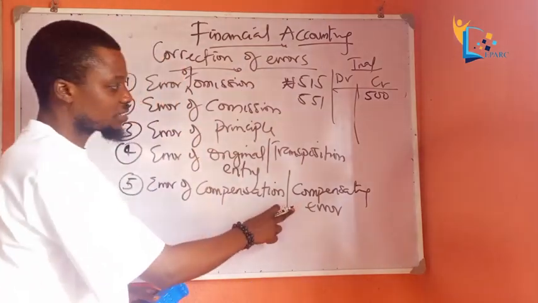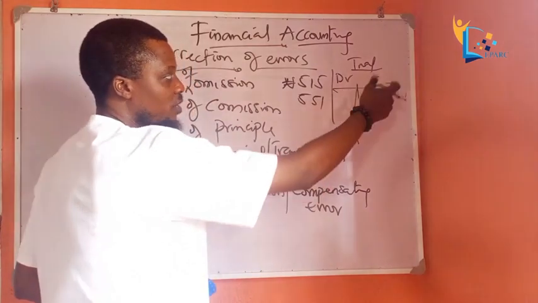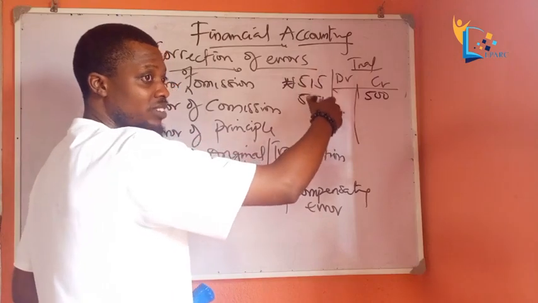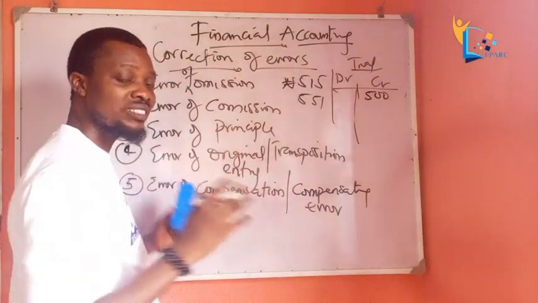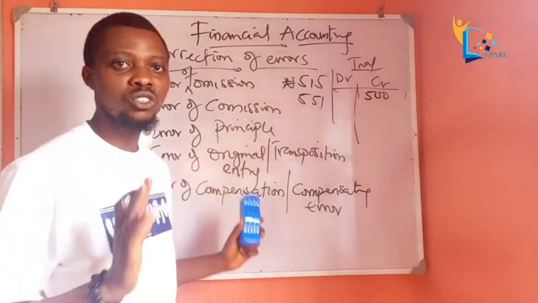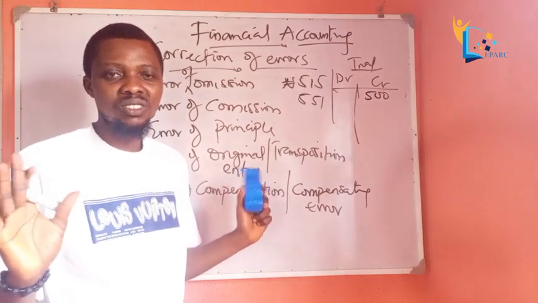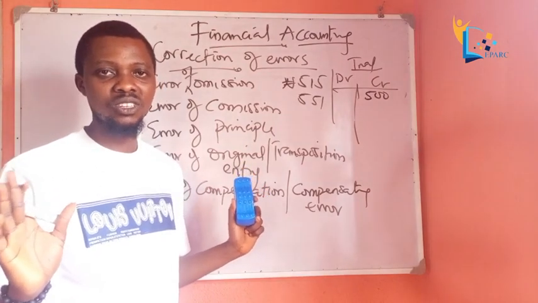So when we say compensating error, it is when one account on one side is overcasted and another account on the other side is overcasted also with the same amount. Two of them will cancel each other automatically, without you even noticing. Do you understand?